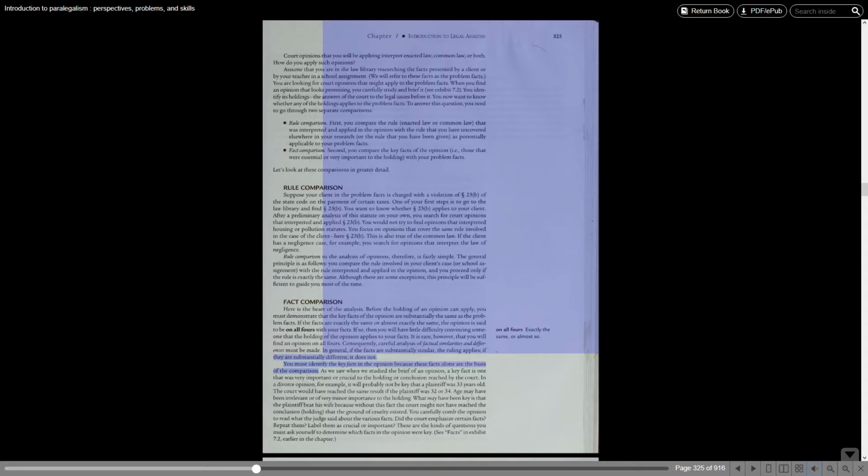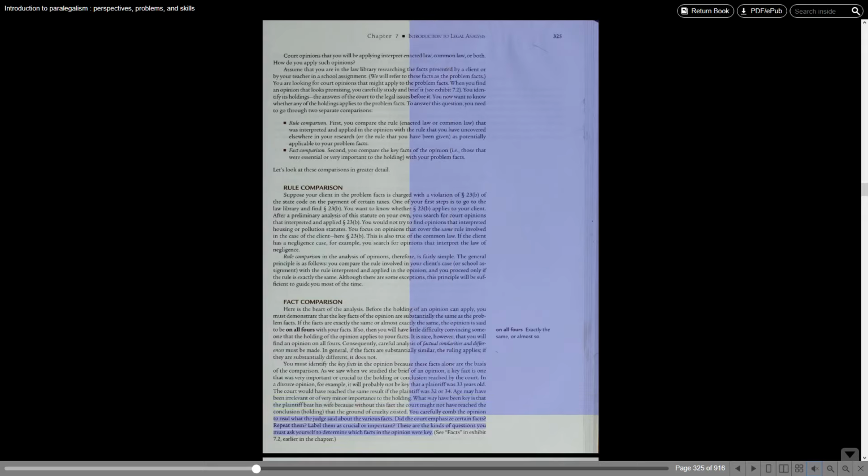You must identify the key facts in the opinion because these facts alone are the basis of the comparison. As we saw when we studied the brief of an opinion, a key fact is one that was very important or crucial to the holding or conclusion reached by the court. In a divorce opinion, for example, it will probably not be key that a plaintiff was 33 years old. The court would have reached the same result if the plaintiff was 32 or 34. Age may have been irrelevant or of very minor importance to the holding. What may have been key is that the plaintiff beat his wife, because without this fact the court might not have reached the conclusion holding that the ground of cruelty existed.